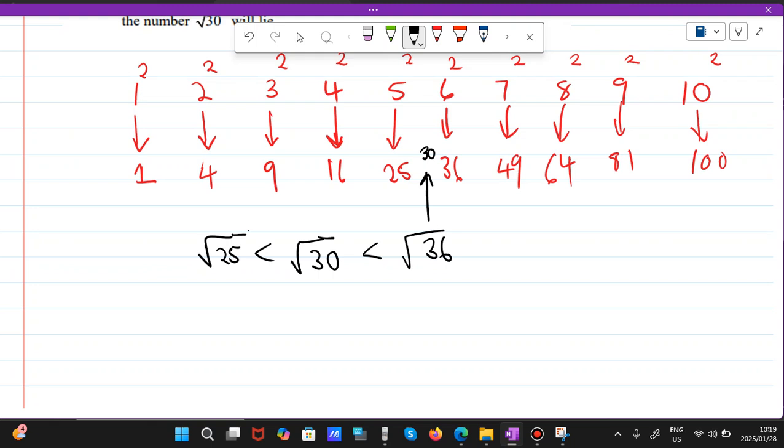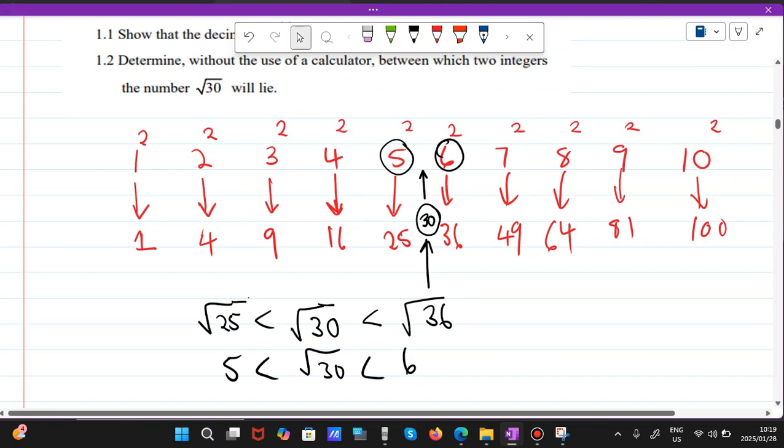So we know already, if you have squared the numbers, square root of 30 will lie in between those numbers, which is 5 and 6. You understand? So now square root of 25 will give you 5, less than square root of 30, less than 6.